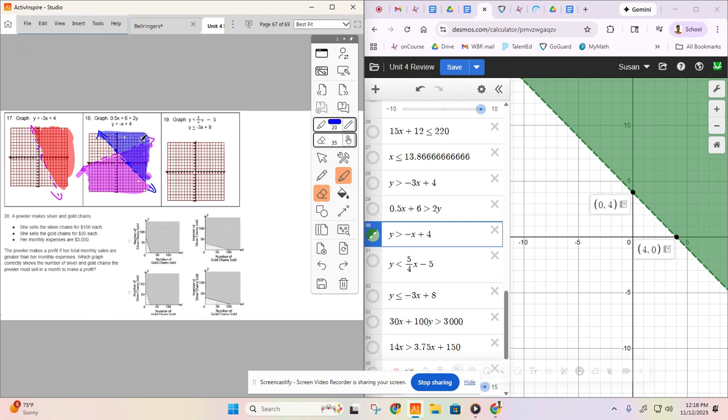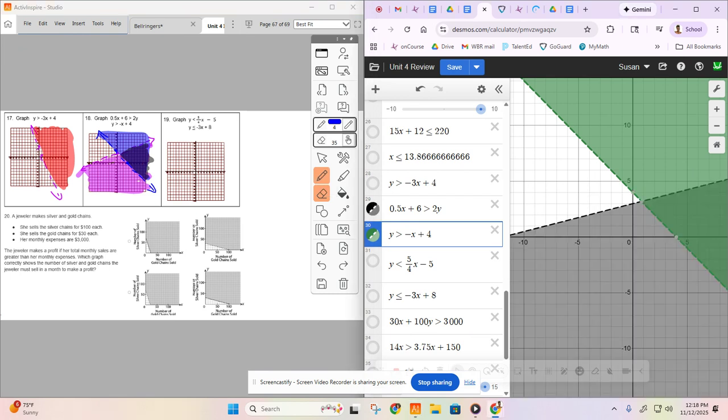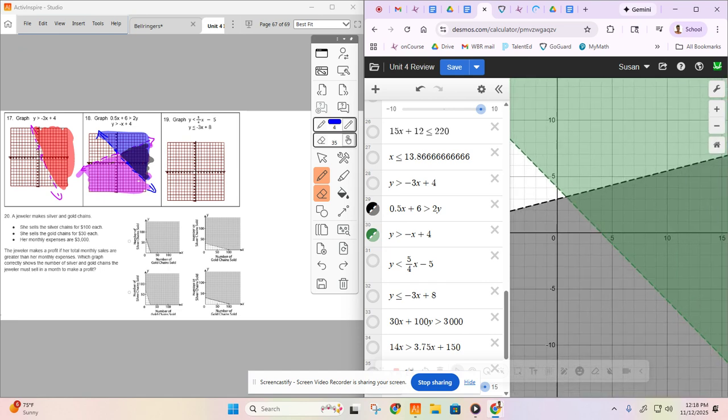The solution is that overlapping area right in here. So all of the points in this area are solutions. Number 19. And you could have also just plotted them both at the same time and seen that it was this part here.